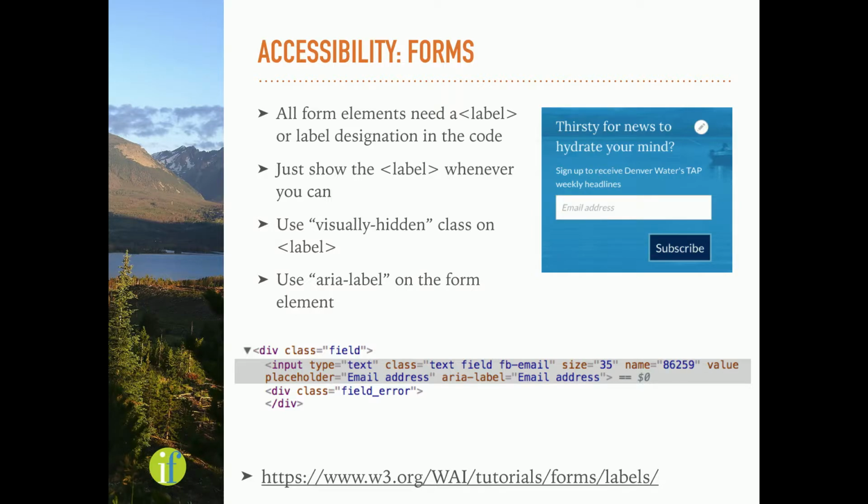The other thing you can do is use an ARIA label on the form element, and that'll also help you pass. So if you've got an ARIA label on the form element and it doesn't have a label, it'll still pass accessibility, and that's what's going on with this email sign up. And just to note, the ARIA label is separate from the placeholder, so you would have to use both, and the placeholder is that email address text in there. And then W3 has a great tutorial on forms and labels, you should check it out.